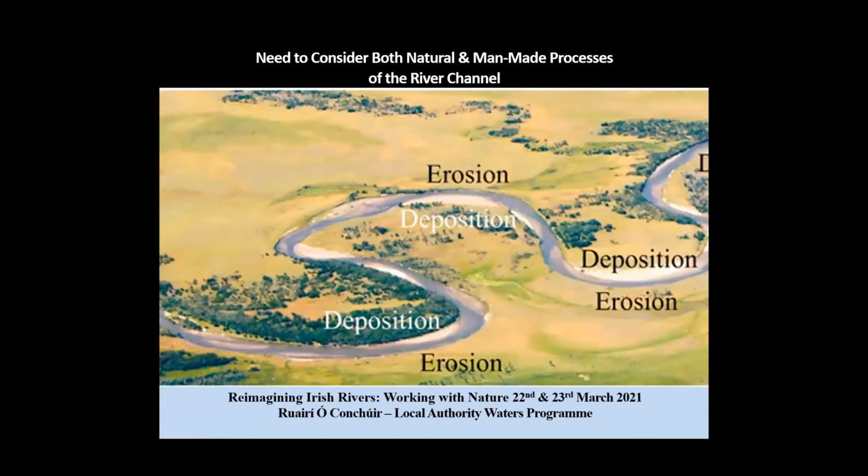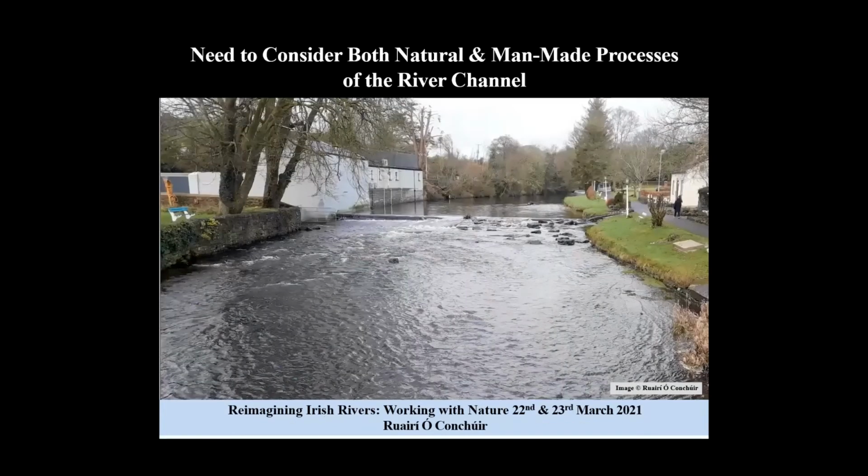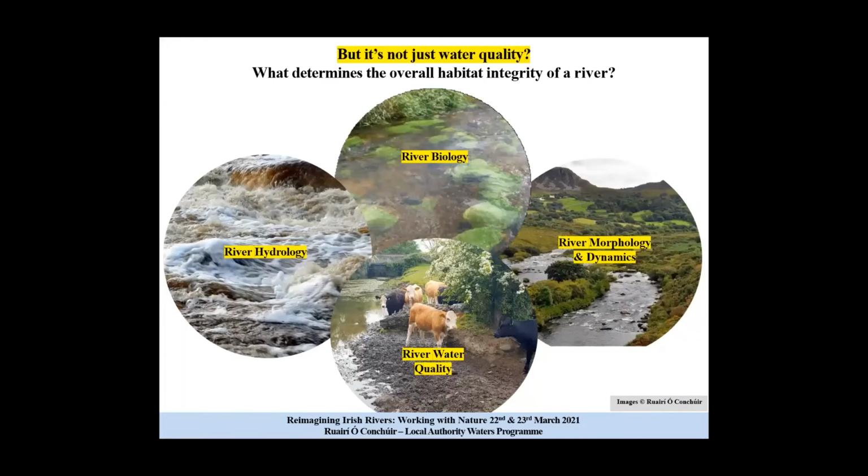So when we look at river channels, we also need to look at man-made processes within a river. This is a site that IRD Duhallow will know, that Hamish will know, actually taken on a site visit with Hamish last year. And again, we need to look at what barriers, what man-made features are in a river, and what resulting impacts occur from that. But it's not just about water quality, it's all the dynamics of the river, and it's about the impacts on river biology. So there are multiple features at play.